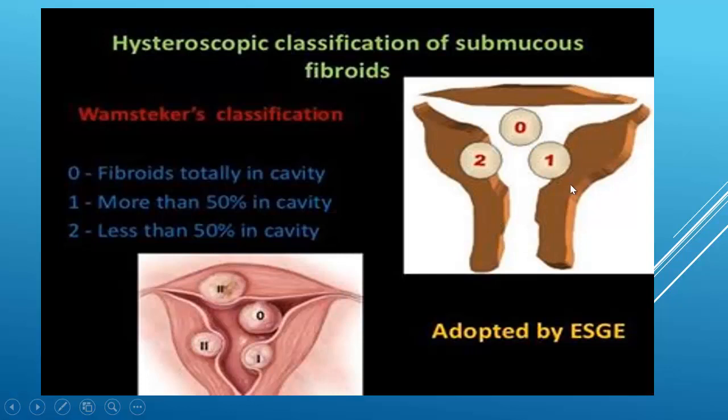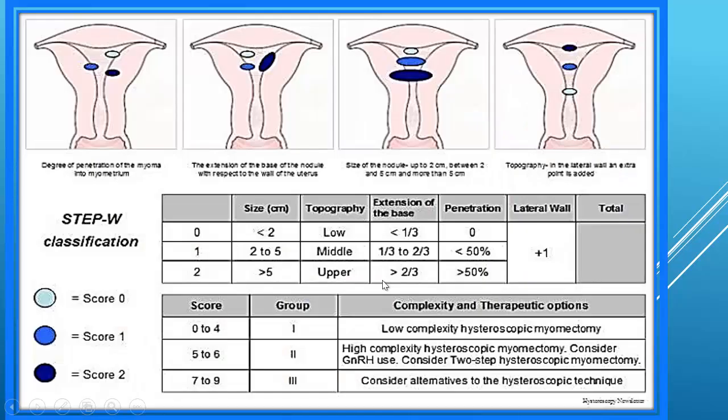And here is the hysteroscopic classification for fibroids of the submucous fibroid. This classification states that 0 fibroid, nearly similar to the FIGO classification, 0 fibroids totally within the cavity, 1 more than 50% in the cavity, or 2 less than 50% in the cavity. There is another classification of fibroid necessitating intervention.